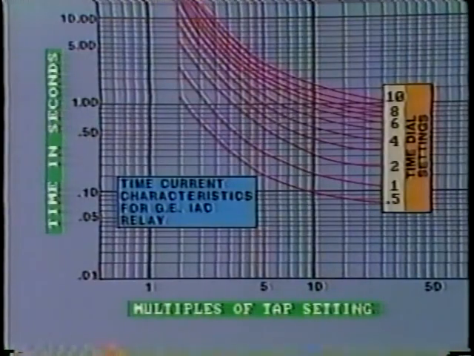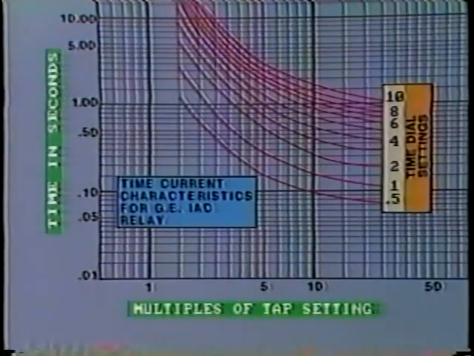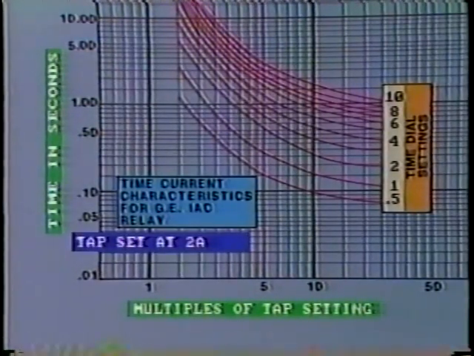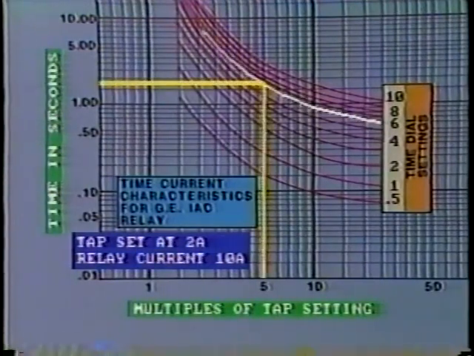When reading these curves, please remember that the value of current along the base is expressed relative to pickup current, that is, as a multiple of tap setting. For example, supposing that the coil tap is set at 2 amps and the relay current is actually 10 amps, that is, 5 times the tap setting. Now, if the time dial is set at 6, we look at this particular curve and find that the relay will operate in 1.55 seconds. If the time dial is set lower, it will operate much faster. This particular characteristic curve is known as very inverse.